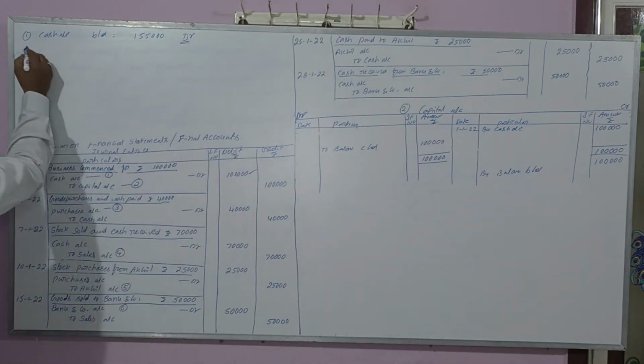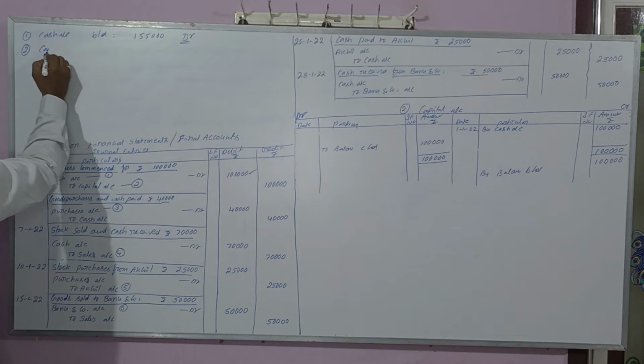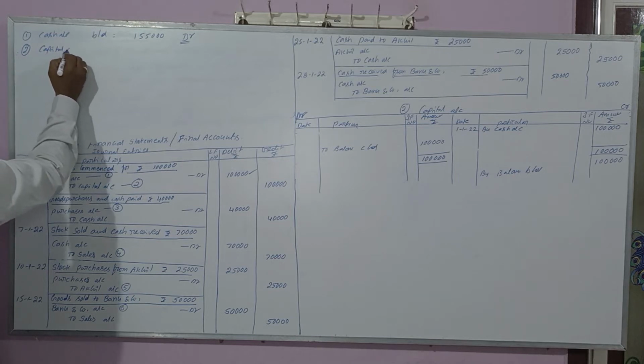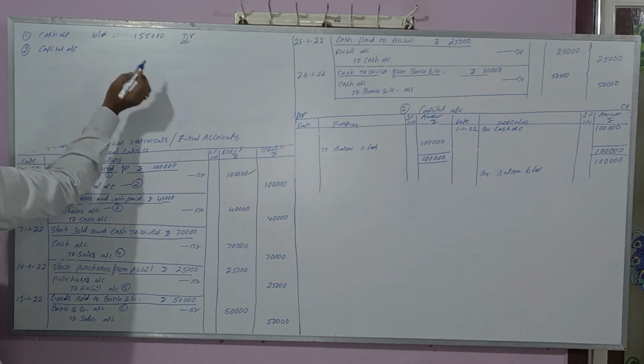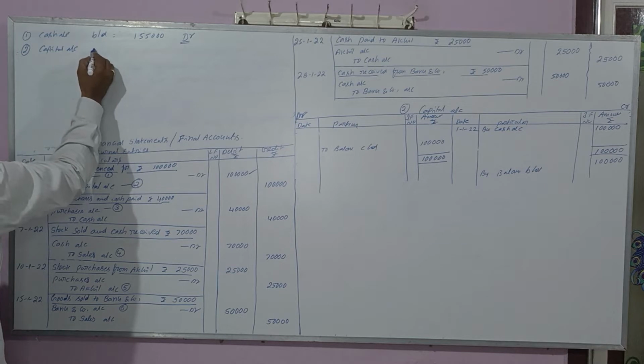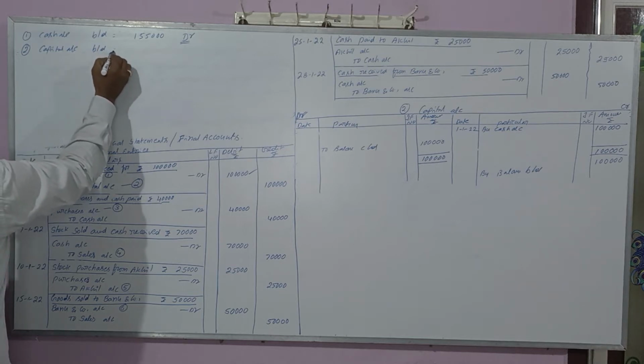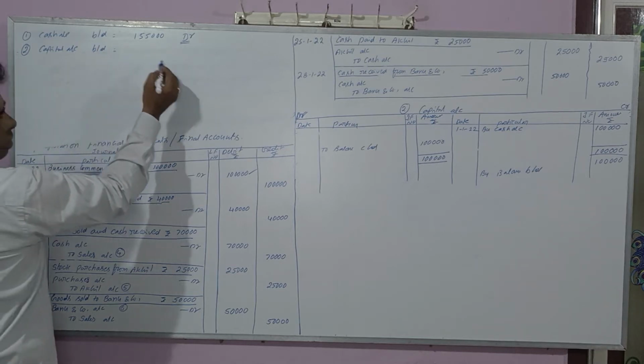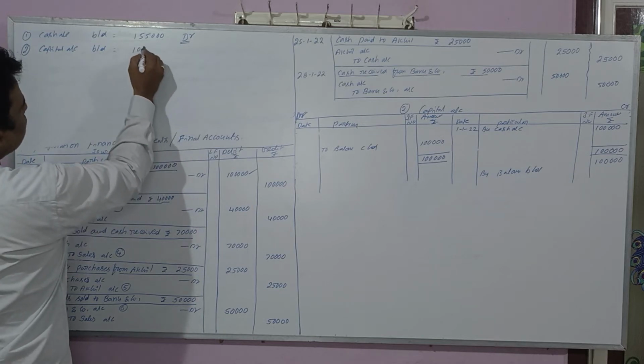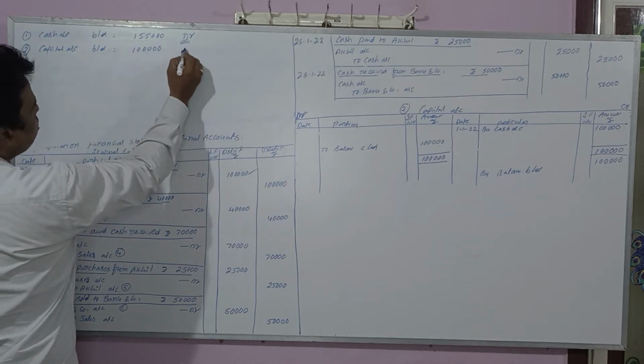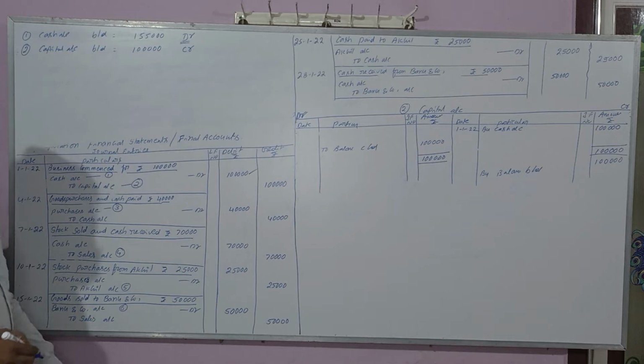Now the second account completed is the capital account. That should be placed at the credit side. Then by balance brought down, this amount is placed there. How much amount? 1 lakh. That should be placed at the credit side.